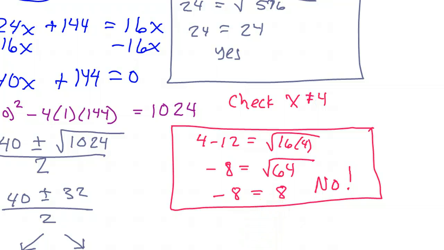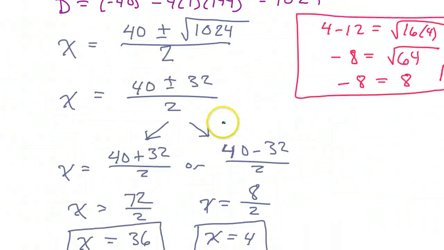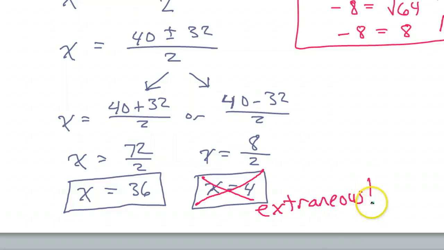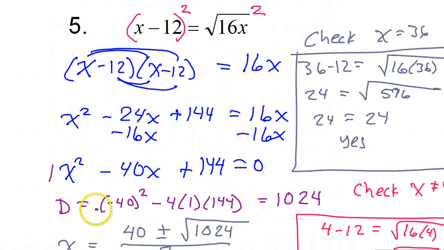Alright, 4 is extraneous. So we'll come back down here and throw that one out. That is extraneous. Learn how to spell this word. So that means x equals 36 is our one and our only solution to problem number 5.